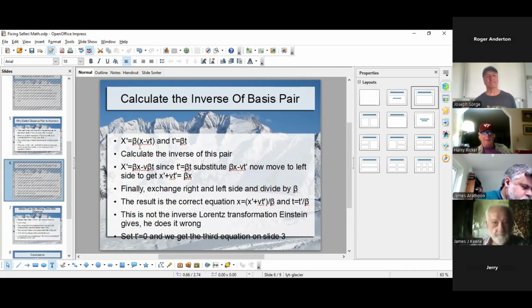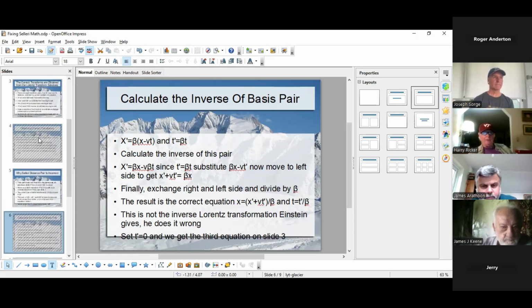Now, this may seem a little bit strange, but you notice that the transformation is consistent. T prime equals beta times t. Here's x prime equals beta (x - vt). They're consistent in their form. Okay. That's the whole point. When I calculate the inverse of this, I get x equals (x prime plus vt prime) divided by beta. So I get another pair of equations that's in the same form. And that also agrees with what I said back here in the beginning.